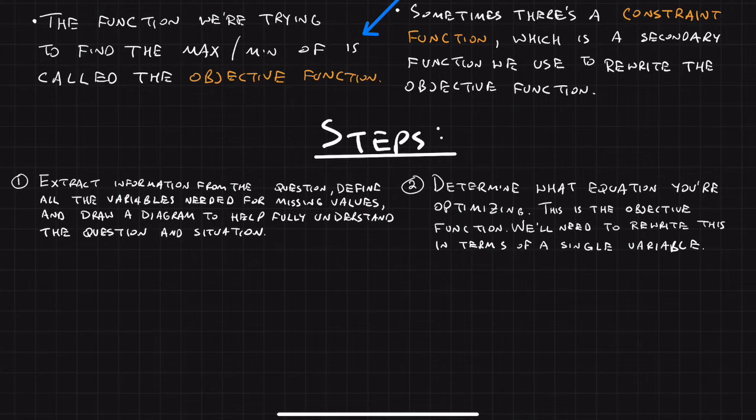This is going to be the objective function. Sometimes the objective function that we have is multivariate. That means it has more than one independent variable. In this class, we don't know how to maximize or minimize a multivariate equation. So in order to maximize or minimize this function, you have to be able to rewrite it in terms of a single variable. This is where the constraint function comes into play.